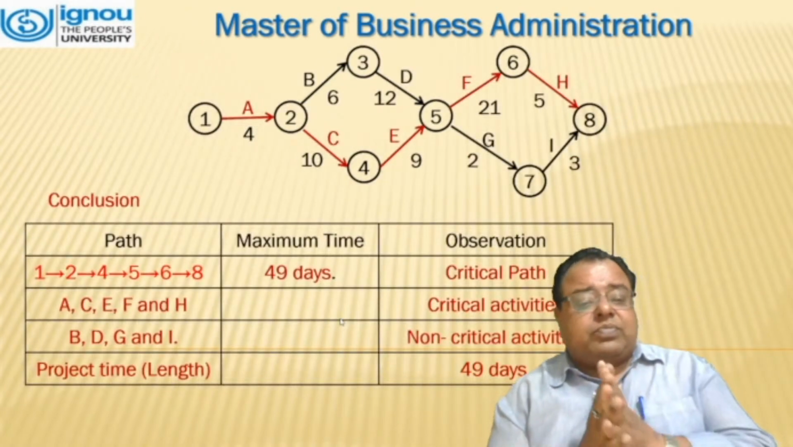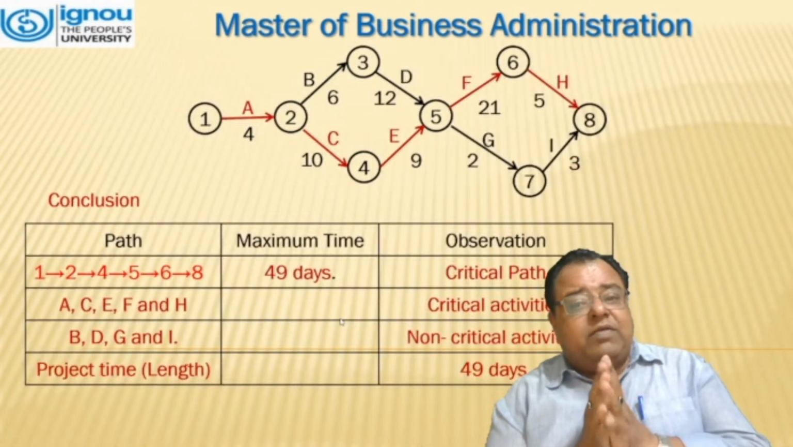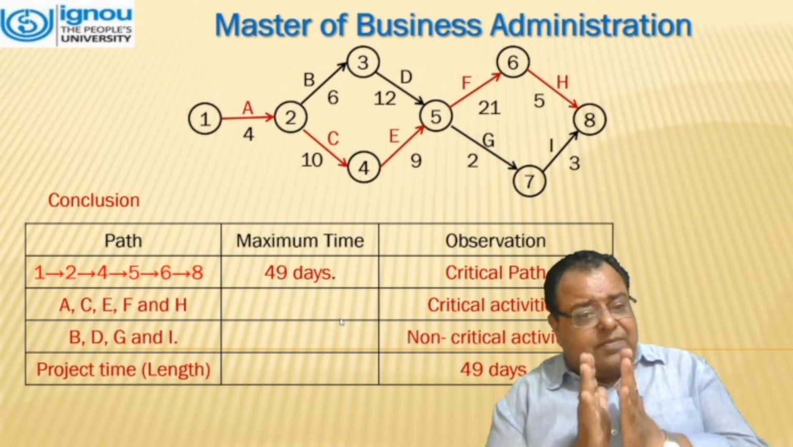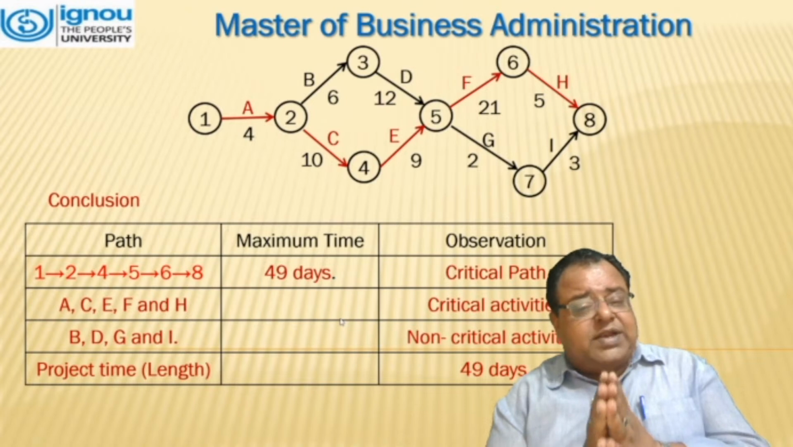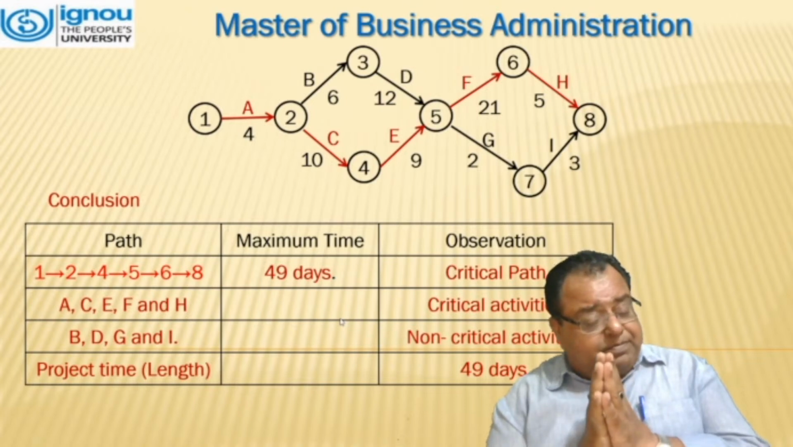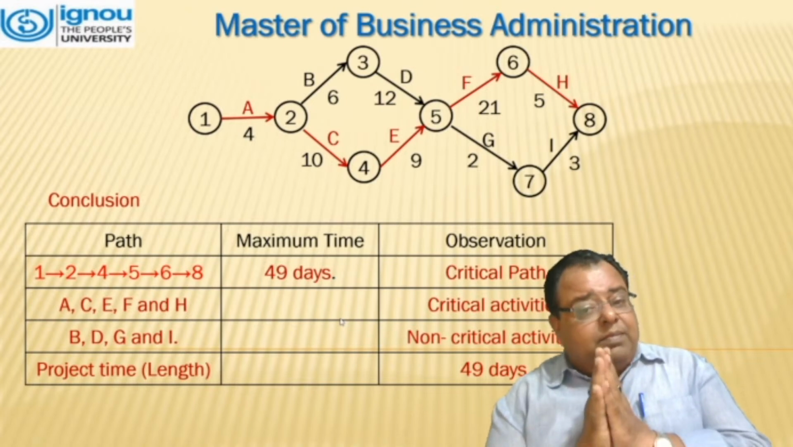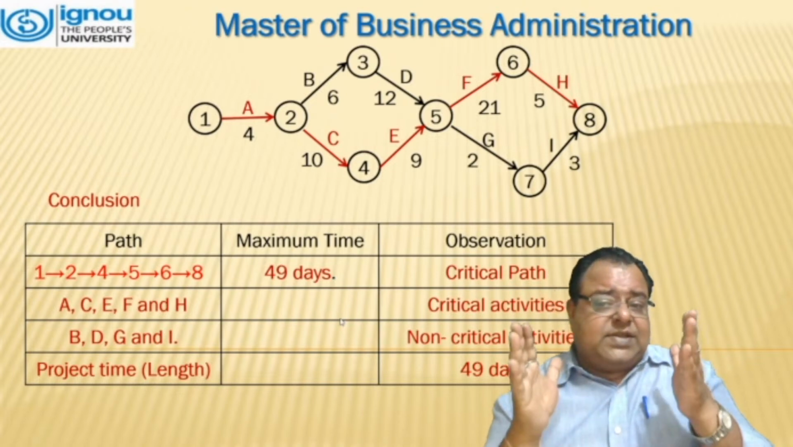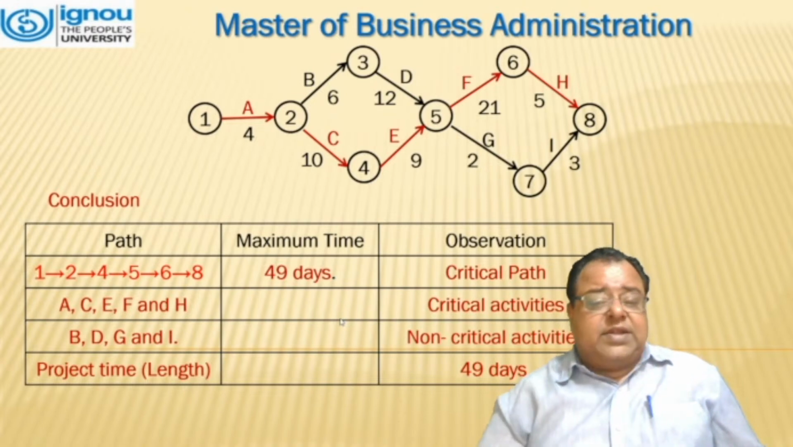How to find out which is the most suitable time for the completion of the project? That means we have to consider the maximum time. Maximum time is for 1, 2, 4, 5, 6, 8, which is 49 days. That is the critical path.